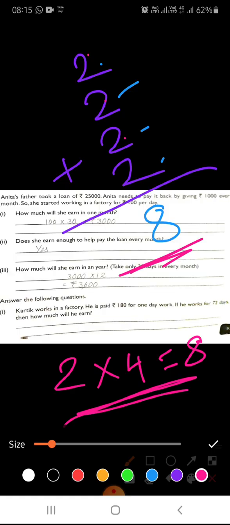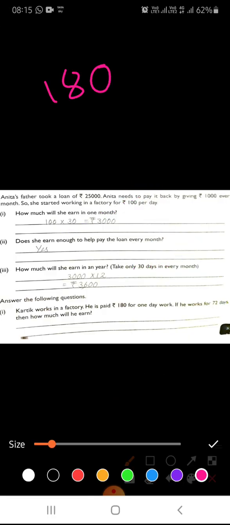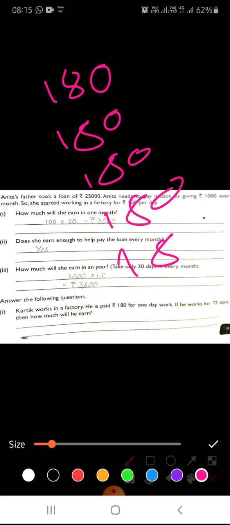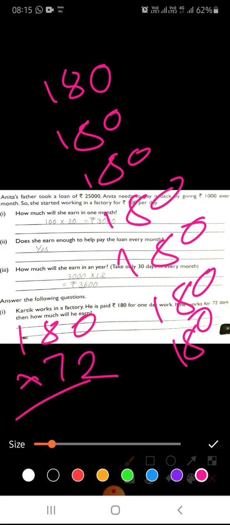So similarly, if he is paid 180 rupees for one day, for 72 days he is getting the same thing. So we cannot write 180 72 times. Can we write it? It is very lengthy. So instead of writing 180 72 times, what will we do? We'll just multiply 72 by 180 and we'll get the answer. Is it clear? Okay, let's move.